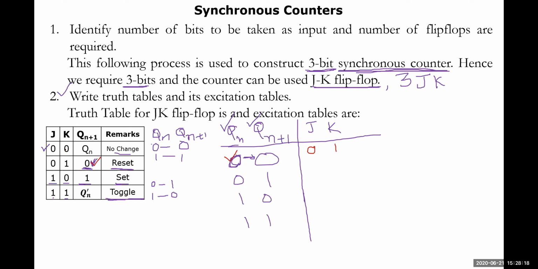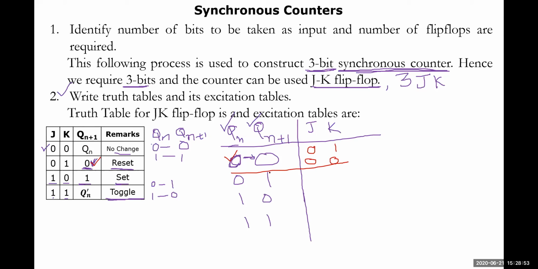J and K inputs are 0, 0. There is no change. Whatever the previous state, that will be continued as the next state. There are two possibilities. Possibility number one is, if you send J equal to 0 and K equal to 0, you may get the next state output of 0 here. Otherwise, if you send 0, 0, you also get the same kind of output. Two possibilities are there to get the next state output as 0.